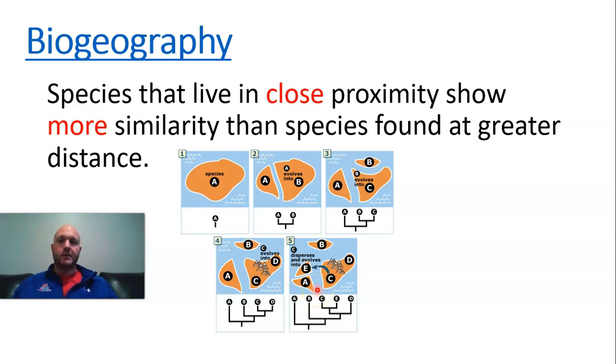So those things tend to matter. That is what biogeography is. Real simple thing. Things that live near each other tend to look alike. Things that live far away from each other tend to look different.